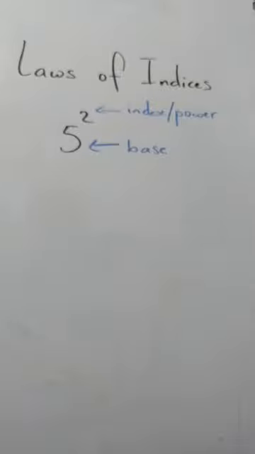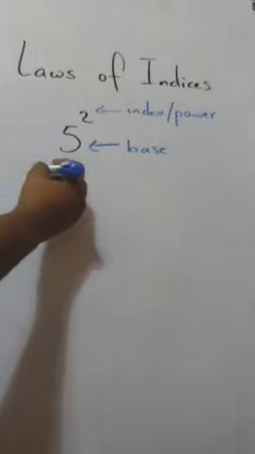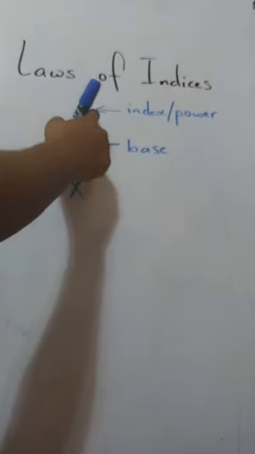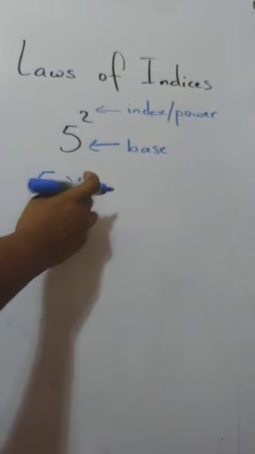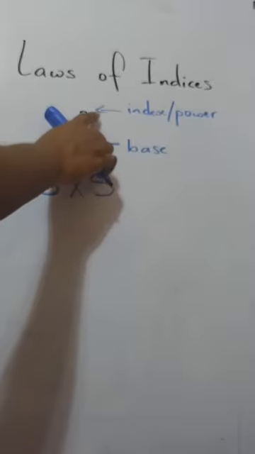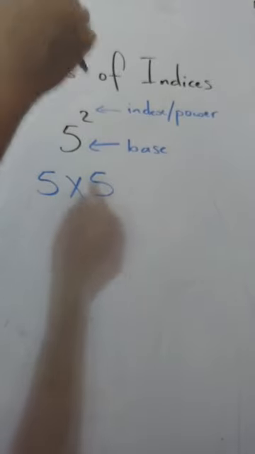What does it mean? So indices allows us to just condense some statements where we have a number multiplying itself. So the number is 5. 5 is multiplying 5. How many times? The power tells us how many. So 5 is multiplying itself twice. So 5 to the power of 2 means 5 times 5.